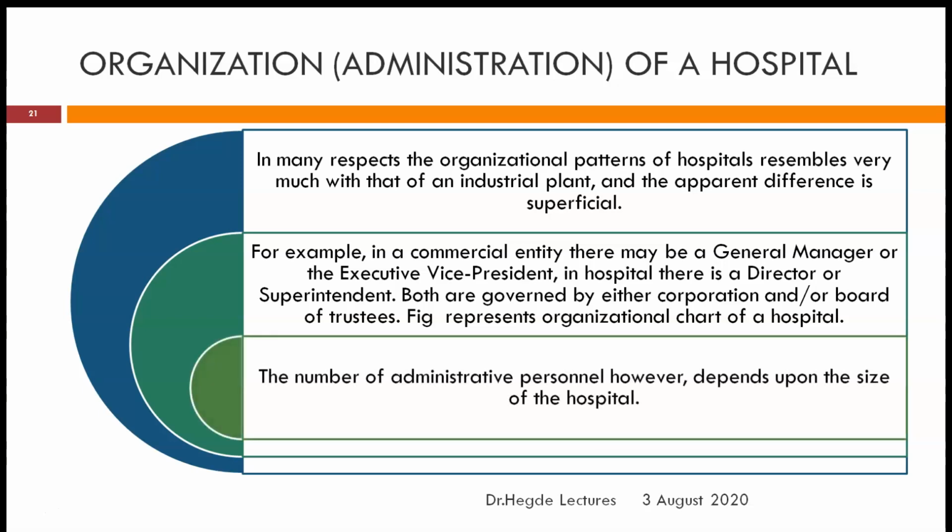The number of administrative personnel, however, depends upon the size of the hospital, whether it is a multi-specialty, tertiary care teaching hospital, and how many types of services are given. Because it is a multi-tertiary care hospital, it will have different categories of treatment available. So there will be different kinds of services, as told earlier, whether it may be urology, nephrology, gynecology, or obstetrics, whatever it may be.